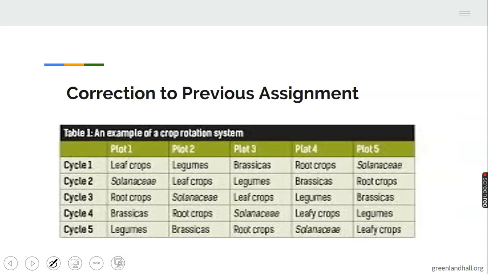But before then, let's quickly look to the correction of the previous assignment, which I know some of you have done. You tried in your assignment, but this crop rotation table will give you adequate correction of what you have done. Study it very well. You discover that in cycle 1, you have leaf crops in plot 1. Then in plot 2, you have legumes. So it continues. Study this crop rotation table very well and use it in correcting the work you did. I know many of you tried in preparing the crop rotation table, which we were asked to do last class.